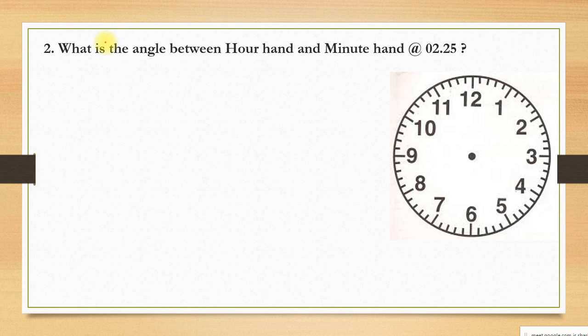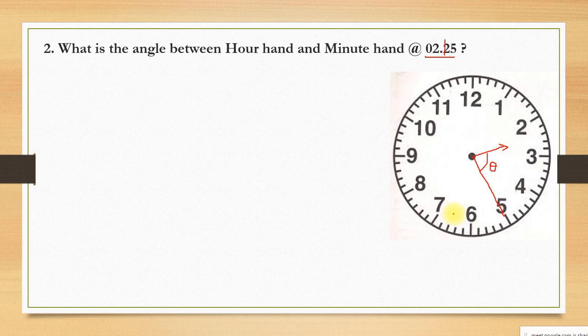Everything is a similar concept. Here it is given as 2:25. As I told earlier, the minute hand will be exactly on 25 minutes, but the hour hand will not be exactly on 2. It will be somewhat below 2. Now the aim is to find the angle between this hour hand and minute hand.